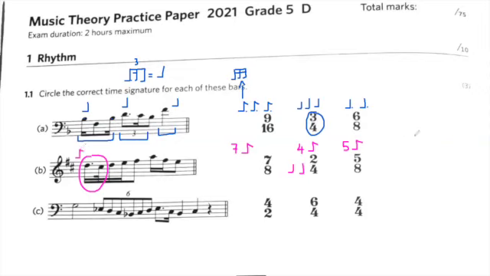I'm going to write out a few of the common dotted rhythms here, just to remind you. So this here, the equivalent of both of them added together, is your minim.